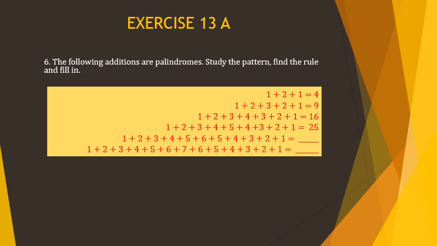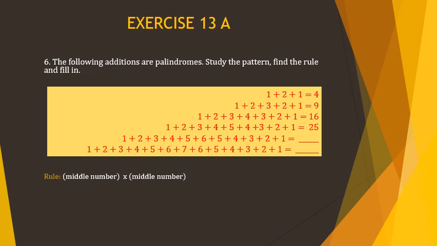So in the first case, 1 plus 2 plus 1 is equal to 4. In the second case, 1 plus 2 plus 3 plus 2 plus 1 is equal to 9. In the third case, 1 plus 2 plus 3 plus 4 plus 3 plus 2 plus 1 is equal to 16. And in the fourth case, 1 plus 2 plus 3 plus 4 plus 5 plus 4 plus 3 plus 2 plus 1 is equal to 25.